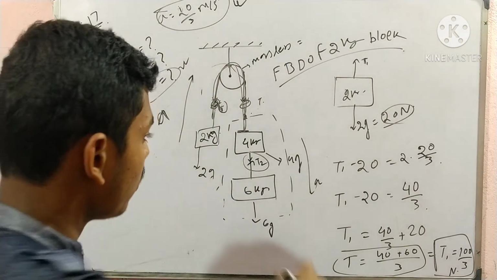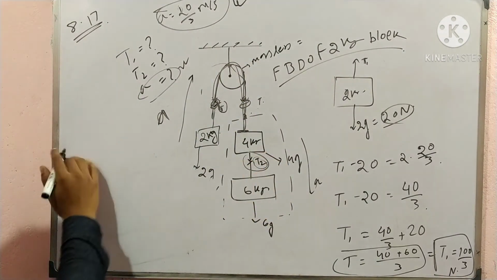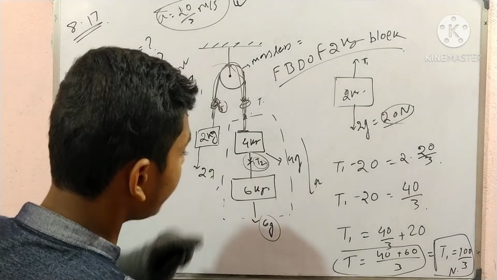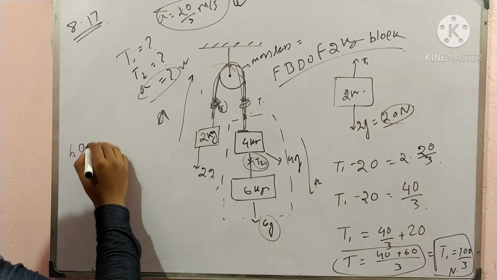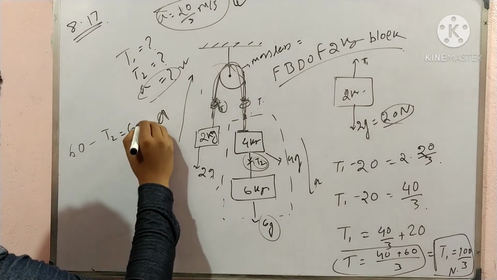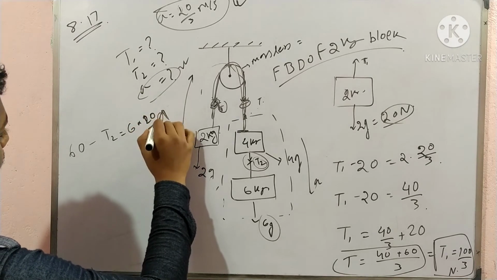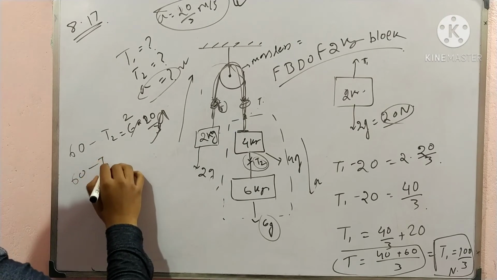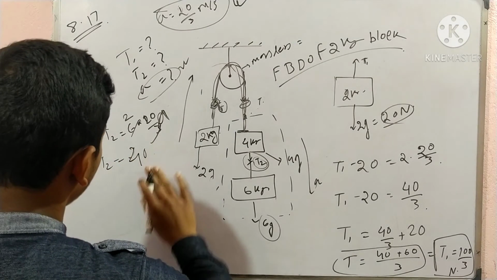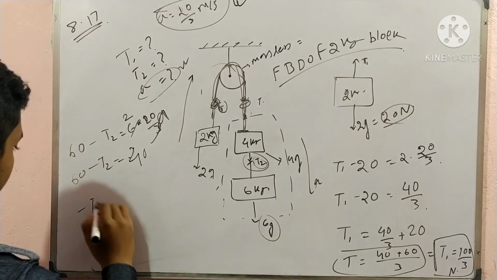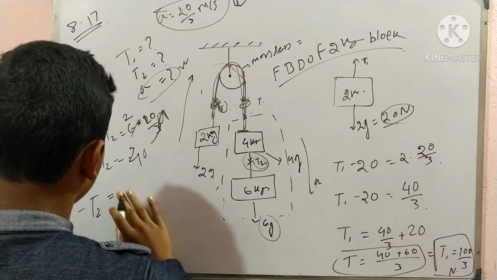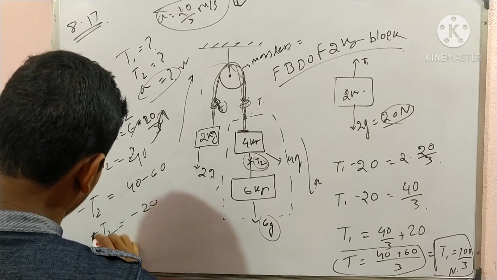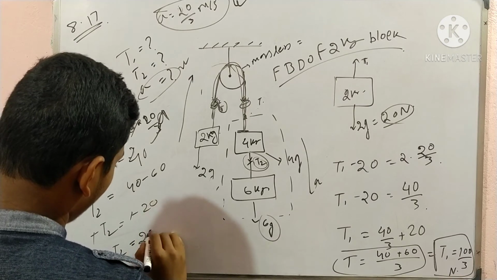But this is another rope, so here the tension will be T2. Here the 6g is bigger than T2. So you can write 6g, that is 60 Newton, minus T2 is equal to 6 into 20 by 3. 60 minus T2 is equal to 40, so minus T2 is equal to minus 20, and T2 is equal to 20 Newton.